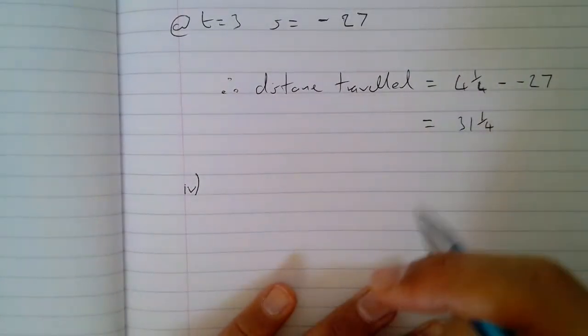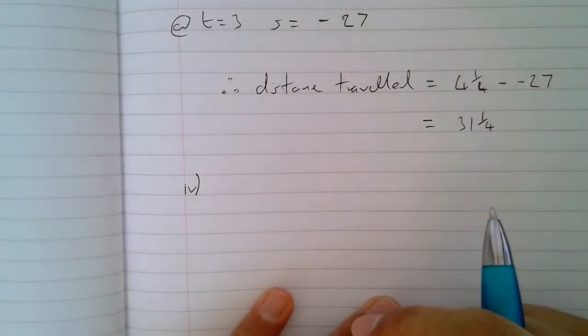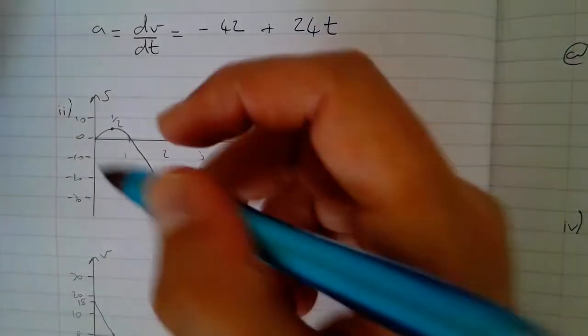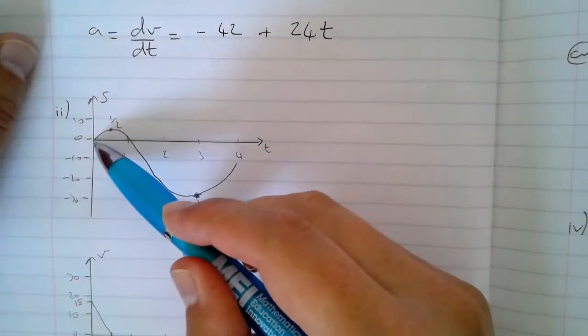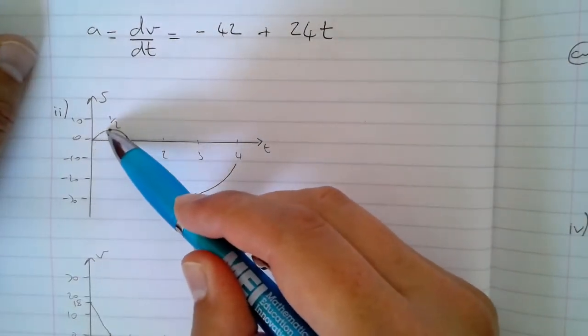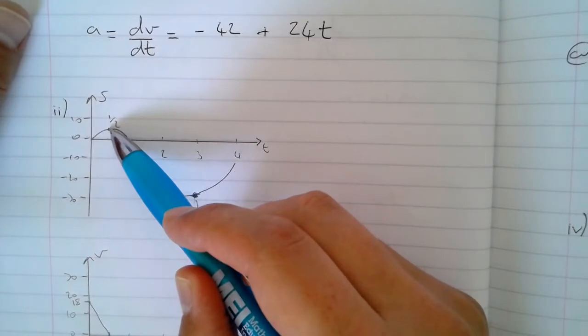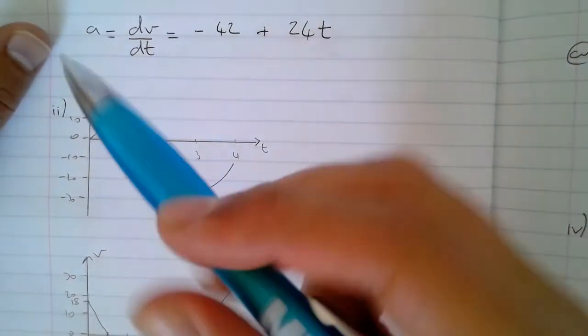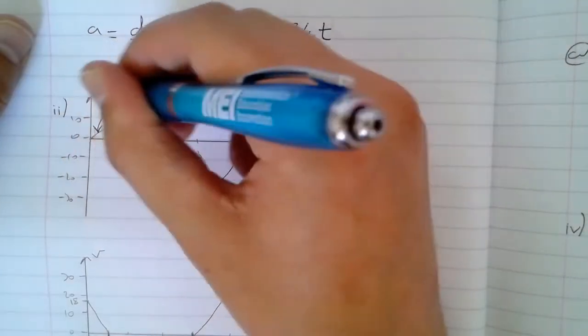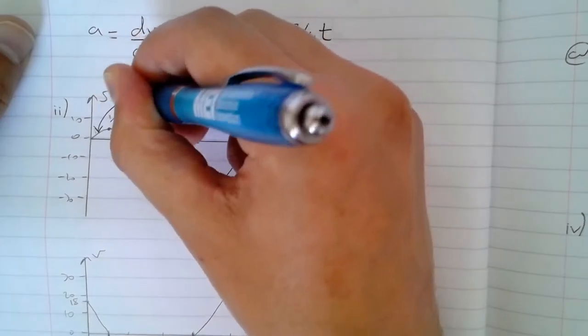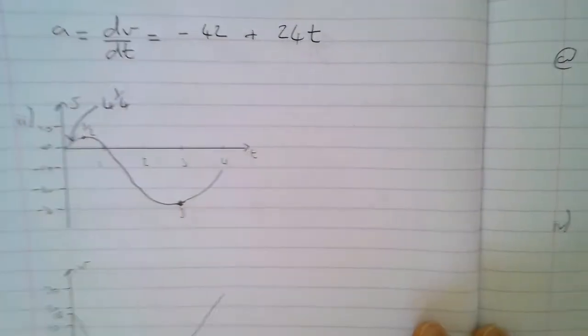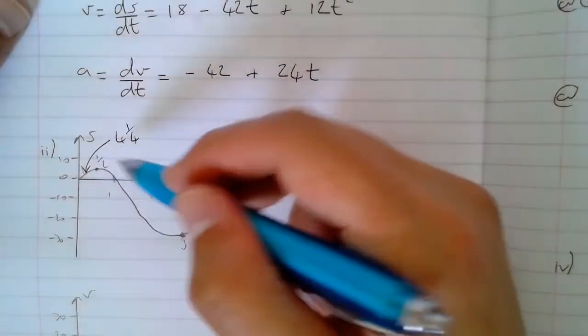Okay, so what we want now is the distance travelled in the interval 0 to 4. So it's very useful to come back to the graph and just think about what things you need. The first bit is up to here. That's for when the displacement is going in the same direction, and that amount there is 4 1/4. We know that's 4 1/4 because we just worked it out: the displacement at t equals a half is 4 1/4. So that distance is 4 1/4.